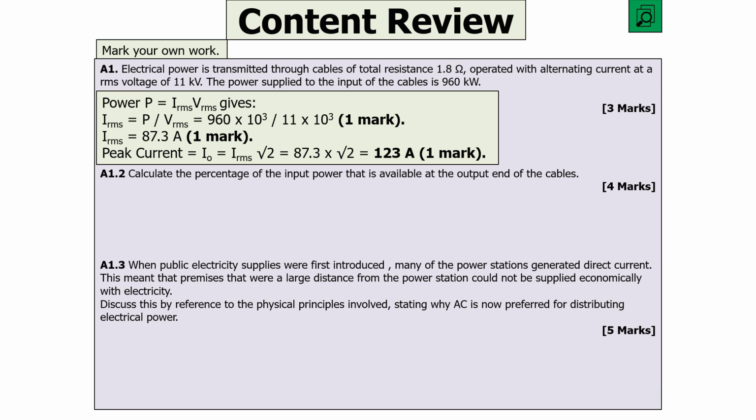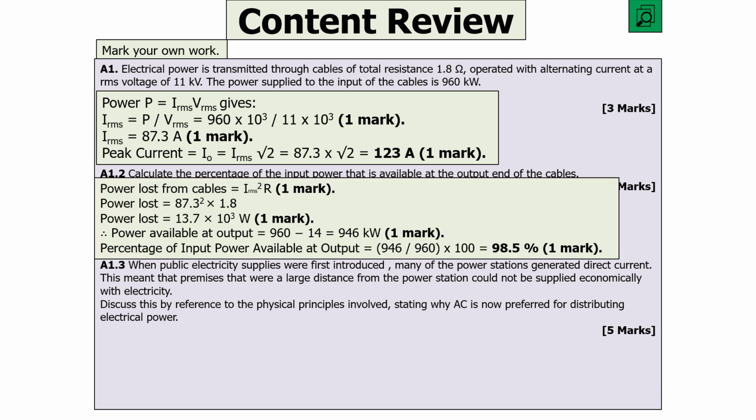Now you can work out power loss from electrical cables by using the equation I RMS squared, because it's an alternating, times by resistance. So it's 87.3, which we worked out previously, squared times by 1.8, which is the resistance. The power lost is 13.7 times 10 to the 3 watts. So therefore, the power available at the output is the starting value, 960, minus 14 kilowatts. So therefore, it's 946 kilowatts. So to work out the percentage of the power available, it's the power at the end divided by the input times by 100, 98.5%.